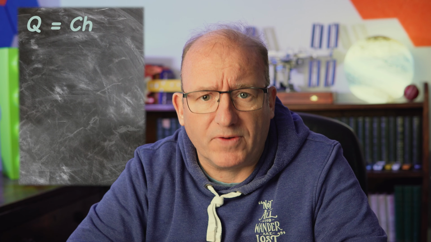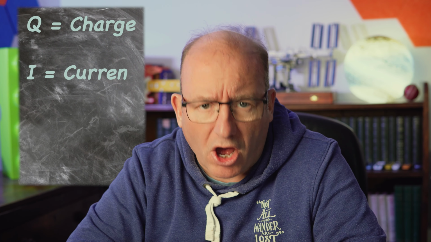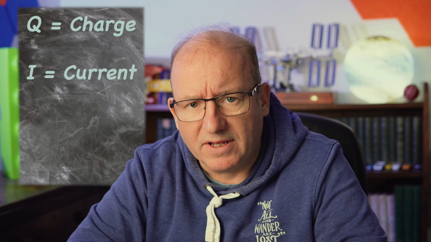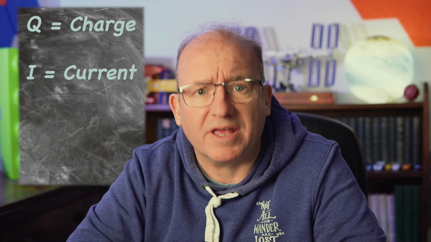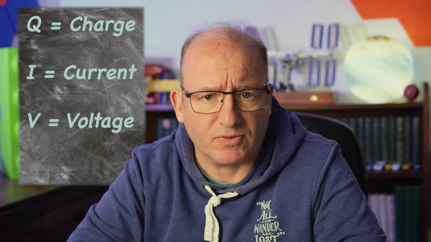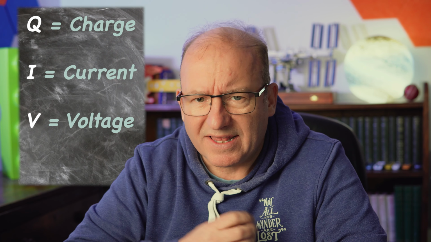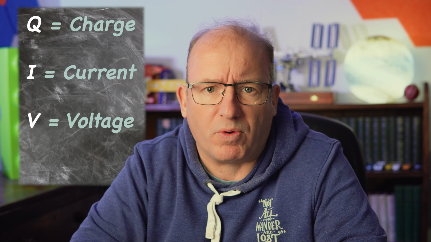Q is a symbol for charge. That's because it used to be called the electrical quantity. I is a symbol of current. That's because that used to be called the electrical intensity. And V is a symbol for voltage or potential difference. It's really important that they're all capital letters. That stops us getting them confused with other quantities.